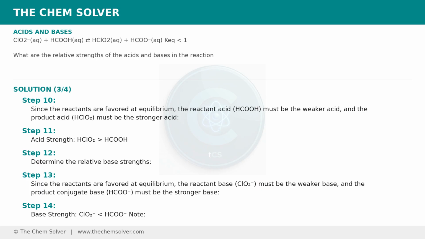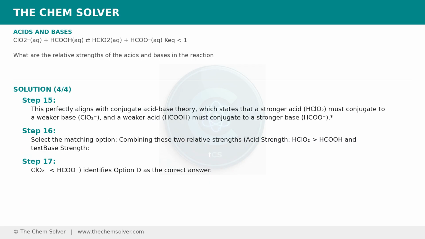Note: this perfectly aligns with conjugate acid-base theory, which states that a stronger acid, HClO2, must conjugate to a weaker base, ClO2 to the power negative, and a weaker acid, HCOOH, must conjugate to a stronger base, HCOO to the power negative.